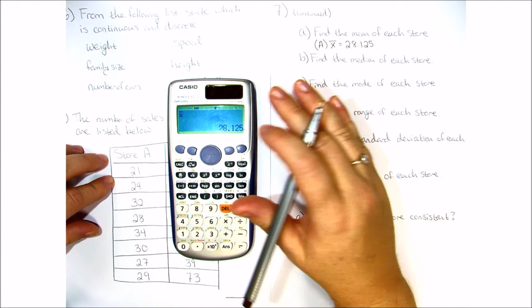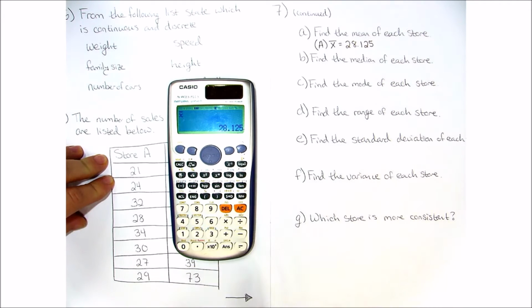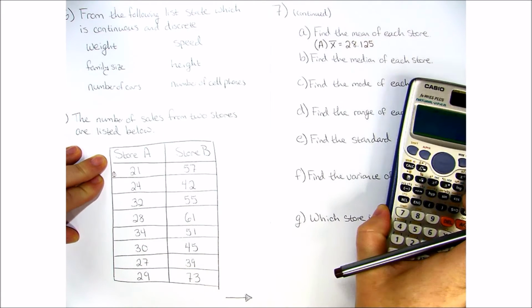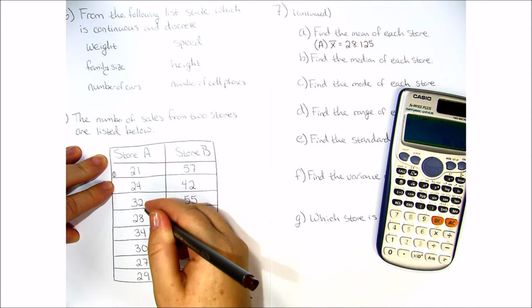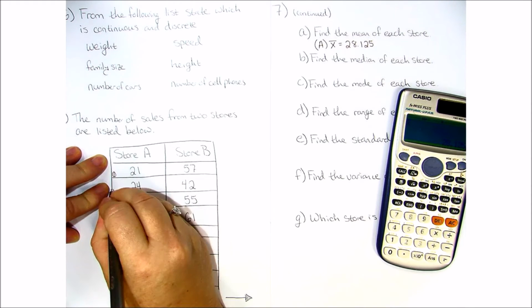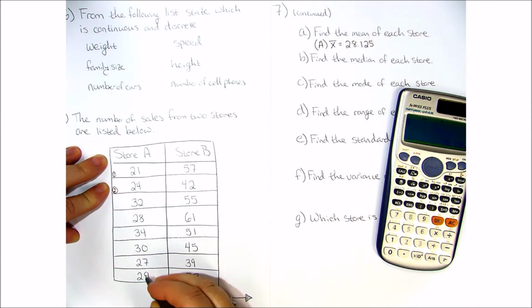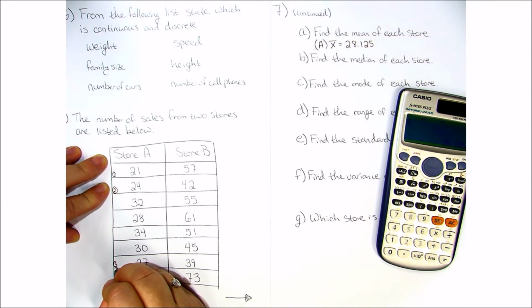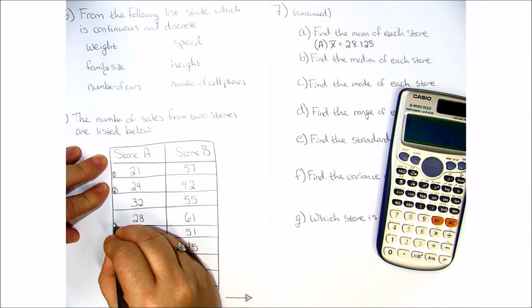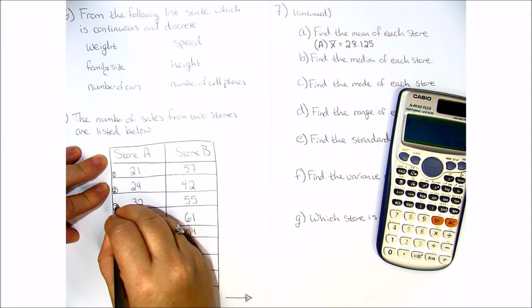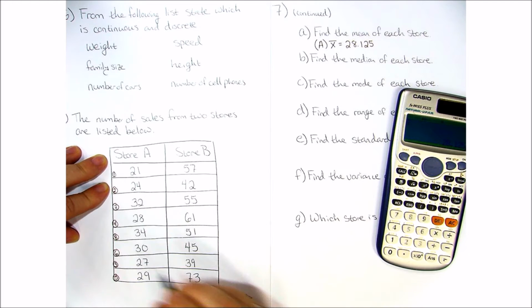Now the median is not figured out with the calculator, but we know it's the middle number if we rank them from smallest to largest. So the smallest number I see on here is 21. So I'm going to put a little 1 next to it. Now the next smallest number is going to be 24. Then I see 27, 28, 29, 30, 32, and lastly 34 is my largest number.